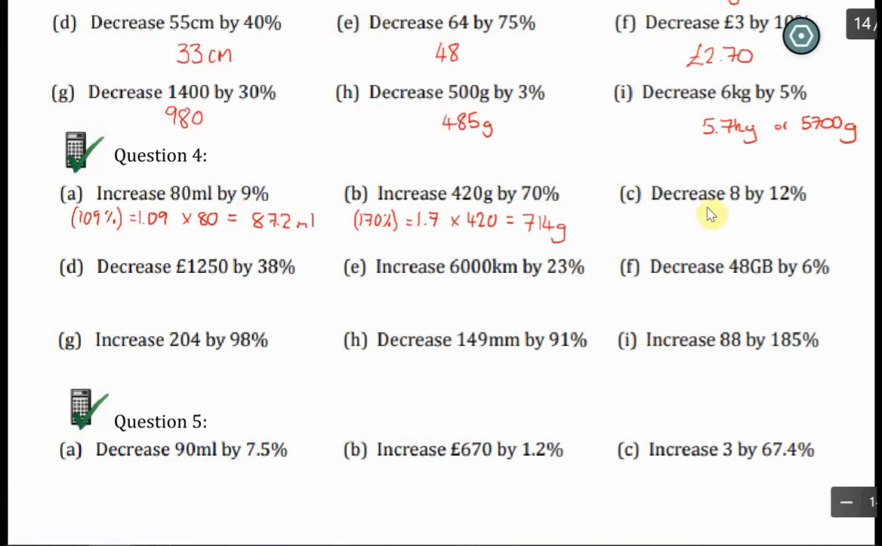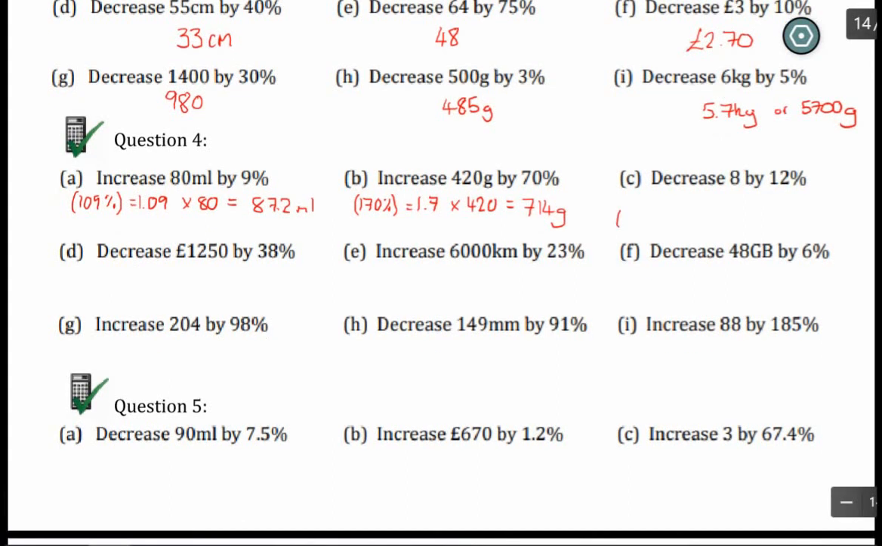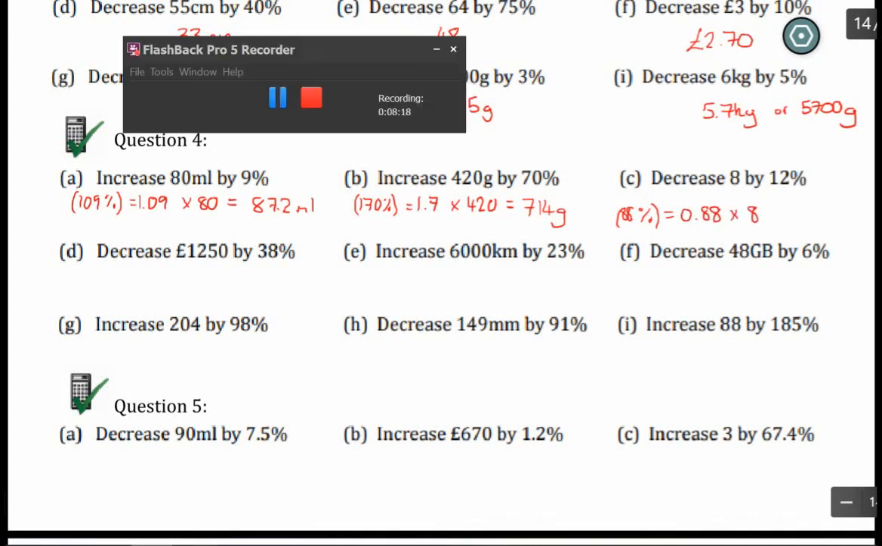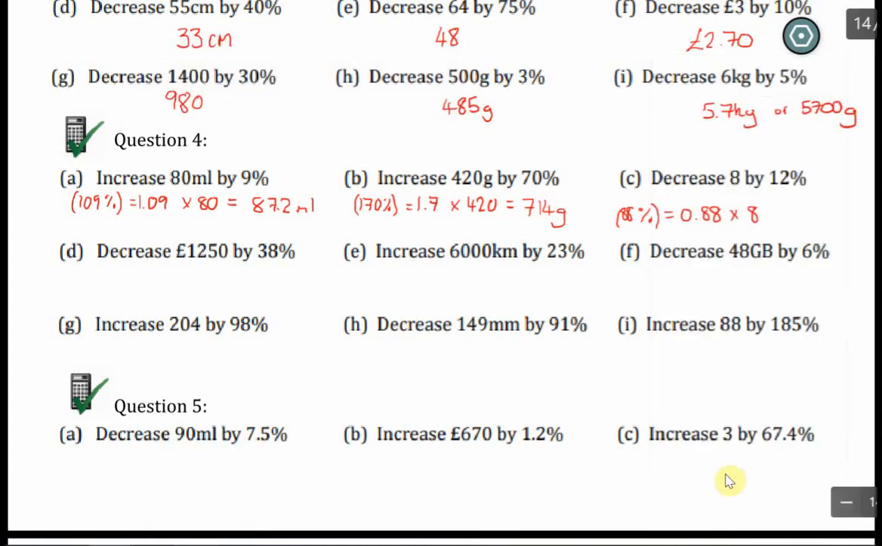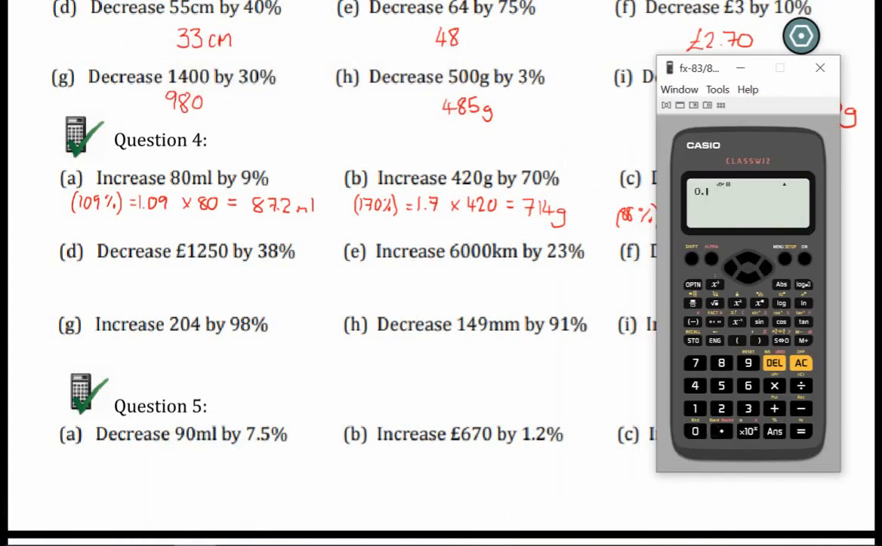Actually, I will just go through this next one because we haven't looked at any decrease ones yet with multipliers. If I want to decrease by 12%, what I'm trying to do is 100% take away 12%. Now 100 take away 12 would leave me 88%. So effectively I'm trying to find 88% here, and that as a multiplier is 0.88. And I'm going to times that by 8. So that leaves me 7.04.